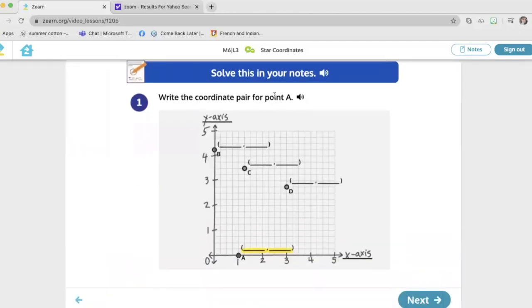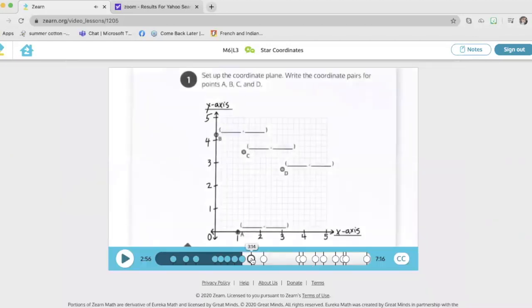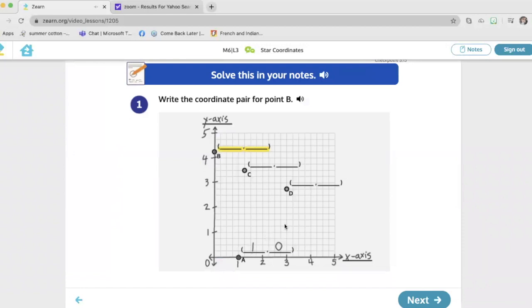All right, write the coordinate pair for point A. So we always start with the x-axis. And if I look at my x-axis, I'm going 1/4, 2/4, 3/4, 4/4. So that means I have 1 whole. And then if I go to move up, I really can't, okay? Because if I move up, that means I'm at 1 1/4. Because I can't move up, that means my y coordinate is going to be 0. So the point would be 1, 0. Okay, and we see where they did that.